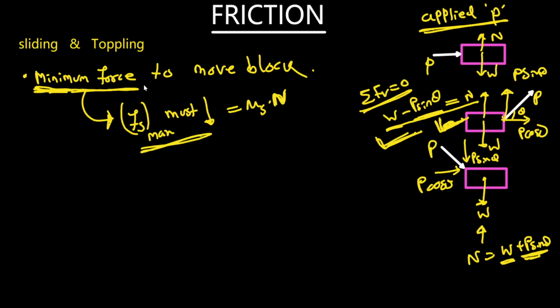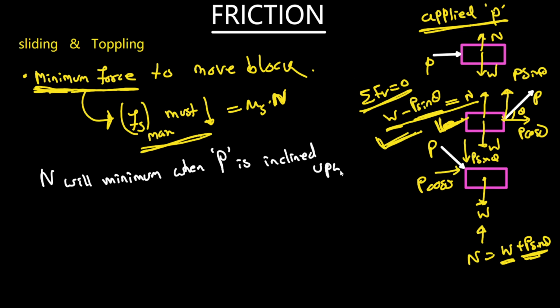So for minimum force to move a block, N will be minimum when P is inclined upward. Getting my point? So we need to apply the force in the inclined upward direction. Now I need to calculate the minimum amount of force for moving a block. Now I'm taking a block.